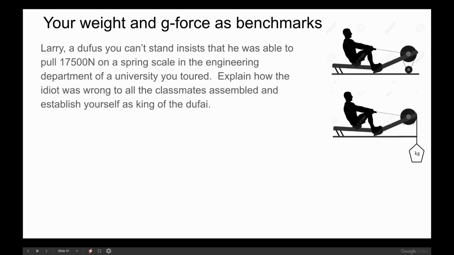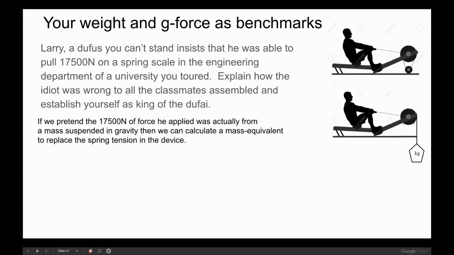And one of the ones he gets out is a spring machine. And he claims when he pulled on the spring machine, he generated 17,500 newtons of pull. And you're like, no, you didn't. And he's like, I did. And you're like, you didn't. And he's like, I did. So you're like, okay, everybody, I'm going to prove that Larry could not possibly have pulled 17,500 newtons.